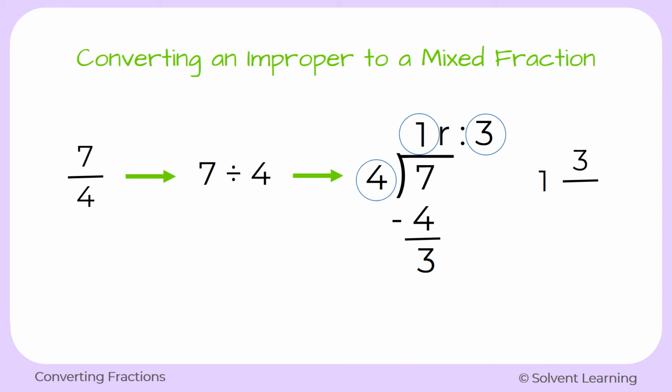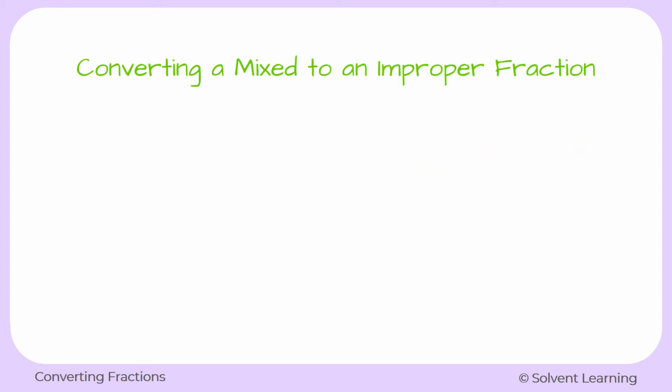And then whatever our divisor is, that becomes the denominator. So you can look to the divisor of your long division problem, or you can also look at the denominator of your original fraction, which is still the 4. So as a mixed fraction it becomes 1 3/4.